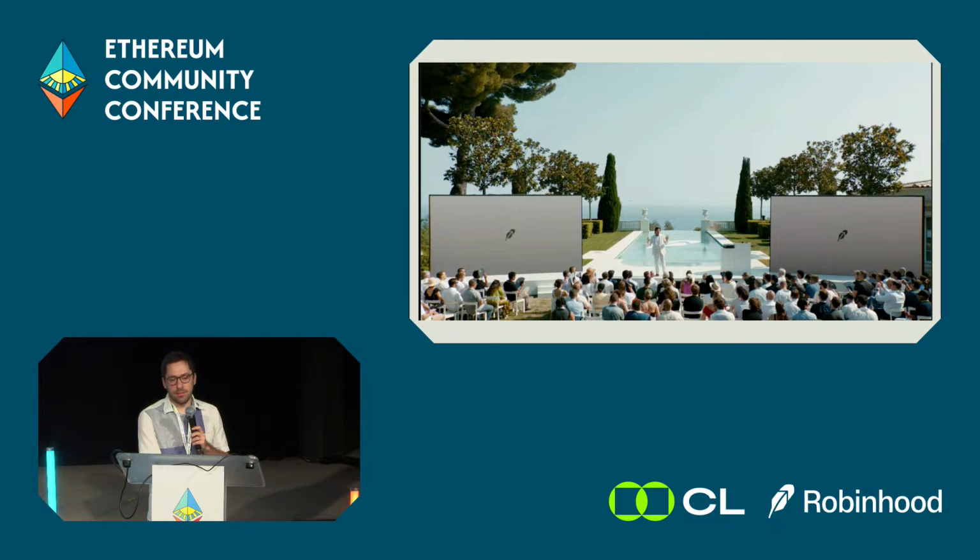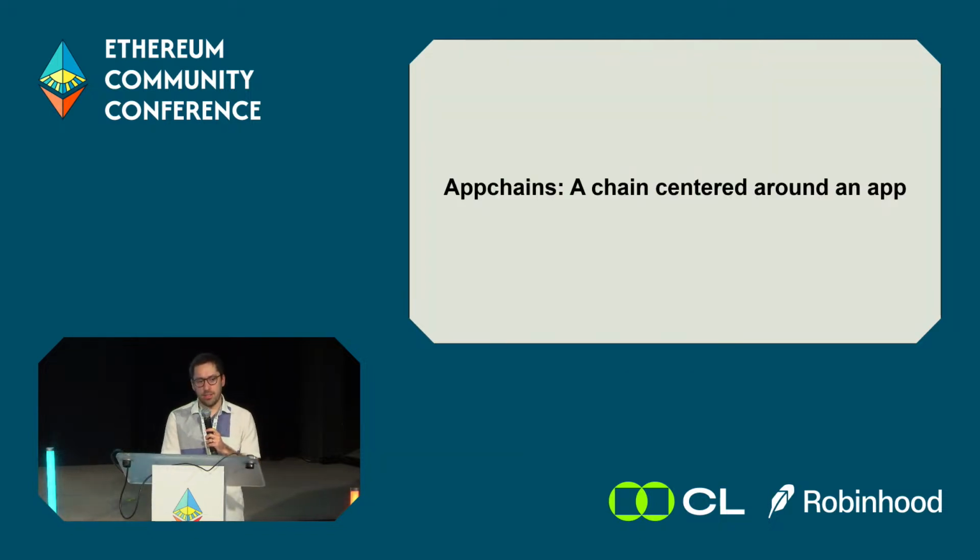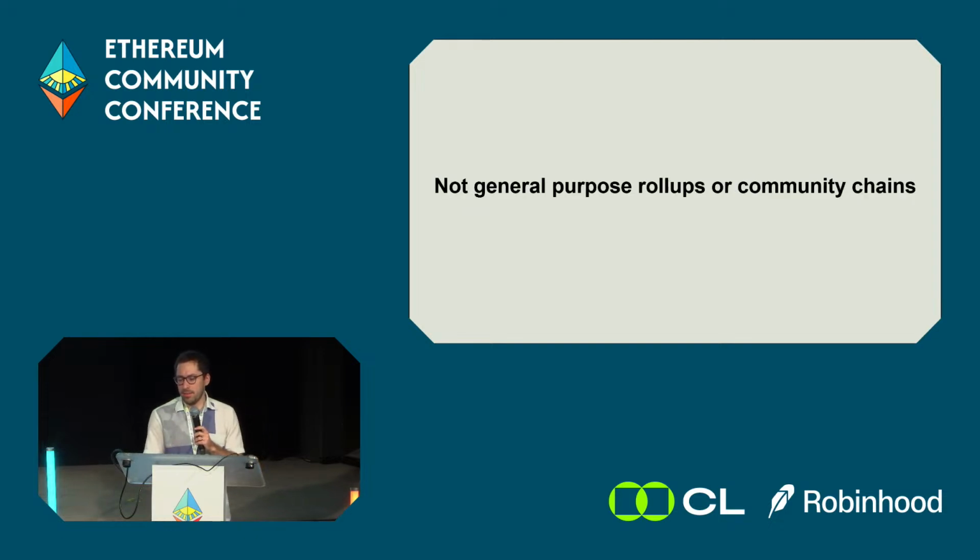And there's something really important to distinguish about app chains. So we at Syndicate define app chains as a chain centered around an app. That sounds kind of obvious when you say it, but that creates a distinction between app chains and general purpose rollups like Base, where they're not centered around a specific app, and community chains that might be centered around a meme coin or tipping token or things along those lines that might have a custom gas token and some token mechanics, but not a marquee app.